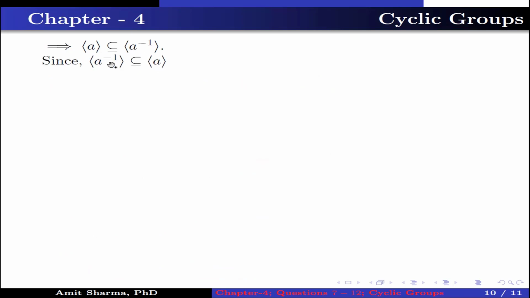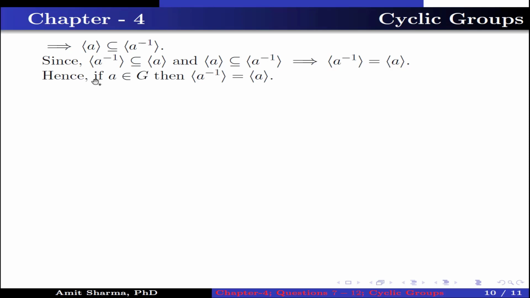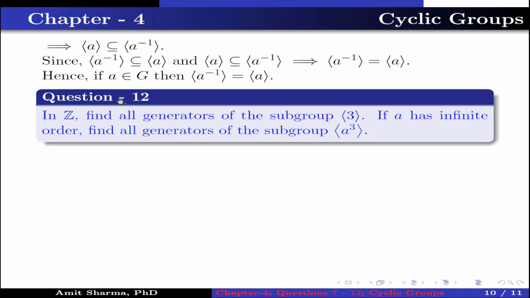Since the group generated by A inverse is contained in the group generated by A, and the group generated by A is contained in the group generated by A inverse, this implies the group generated by A inverse is equal to the group generated by A. Hence, if A belongs to G, then the group generated by A inverse is equal to the group generated by A.